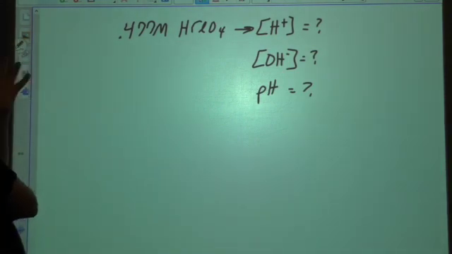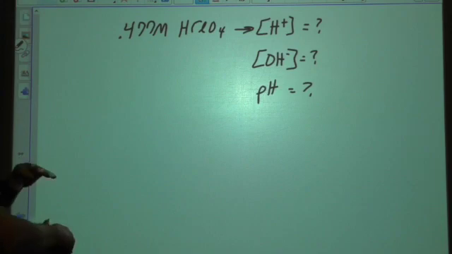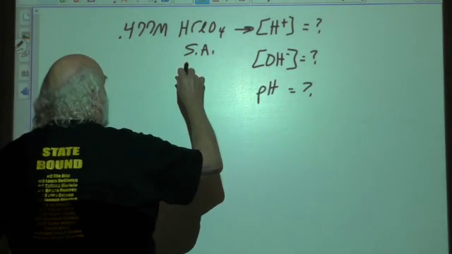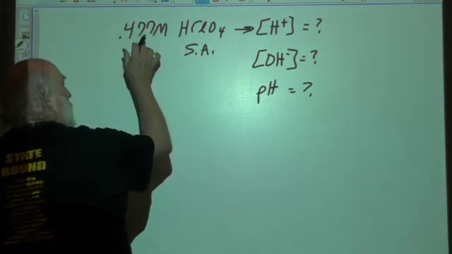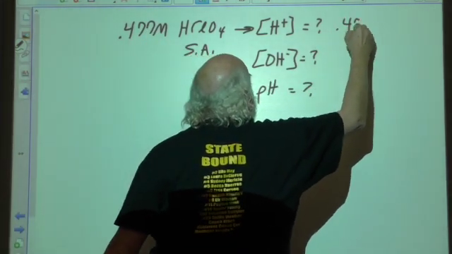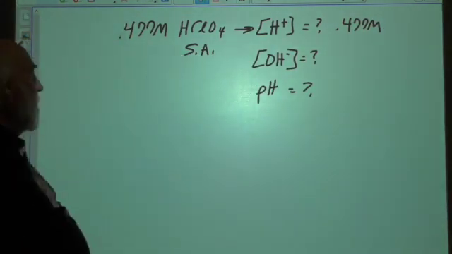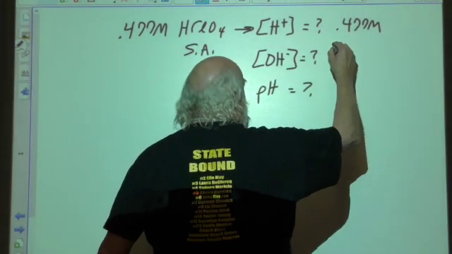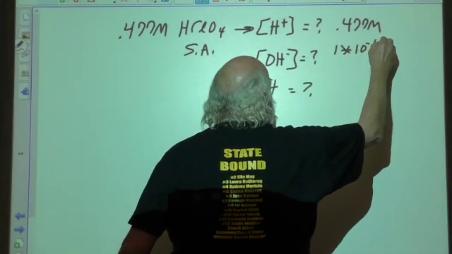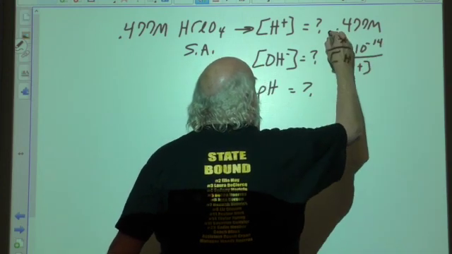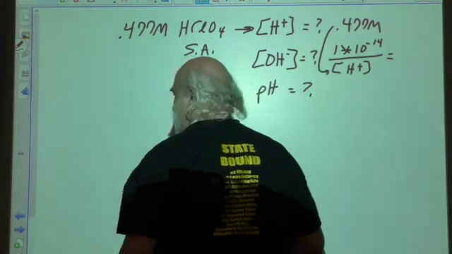Okay? So, for this, we are going to find that this is a strong acid, which means the concentration can be what this is right here for hydrogen. So that's 0.477 molar. We know that hydroxide, just like it was for the other, is 1 times 10 to the negative 14 over the concentration of hydrogen, which we said is 0.477.